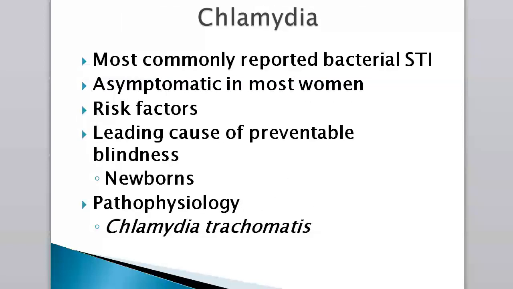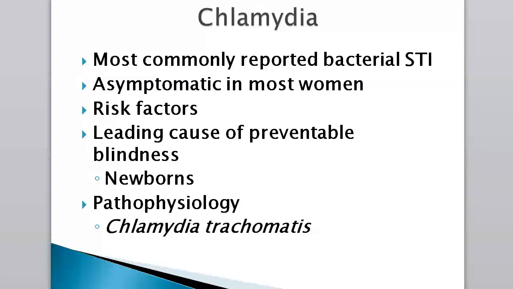Okay, the next one we're going to talk about is chlamydia. Chlamydia is a bacterium that actually behaves like a virus. It reproduces only within host cells, and this bacteria is spread by sexual contact and to the neonate by passage through the birth canal of an infected mother. Chlamydia is probably the most commonly reported bacterial STI in the United States, affecting an estimated almost 3 million individuals each year.